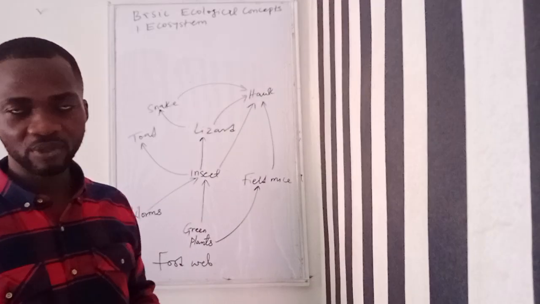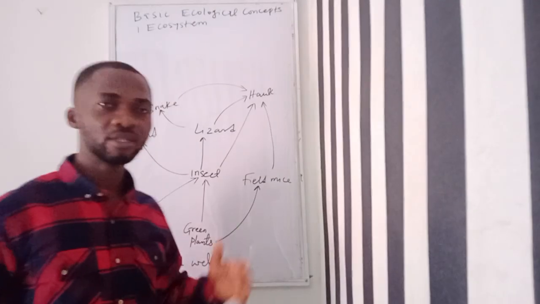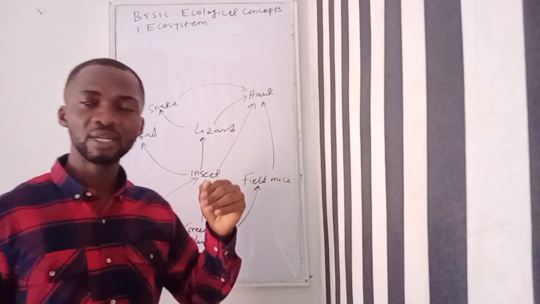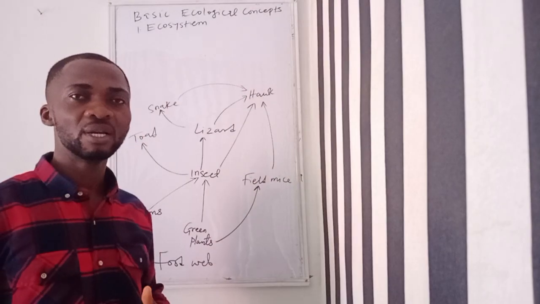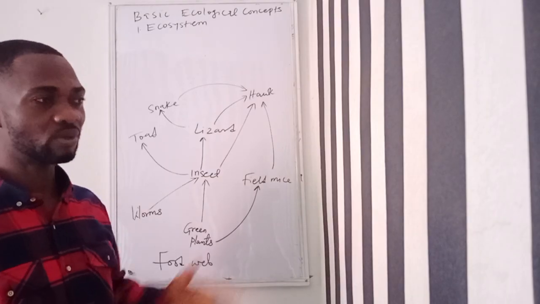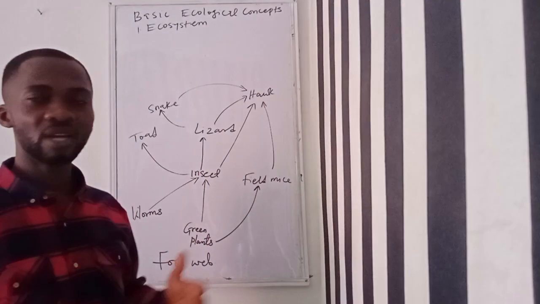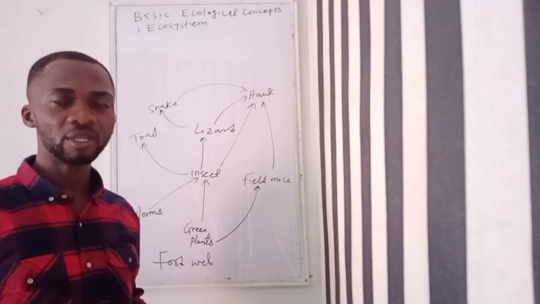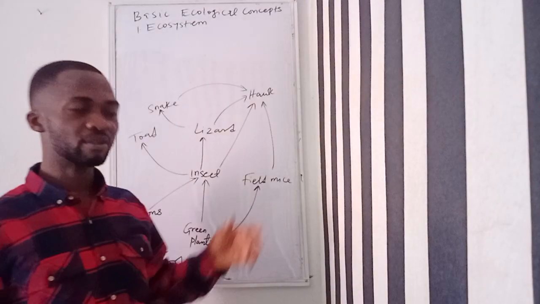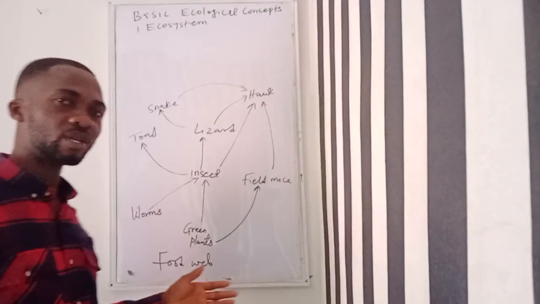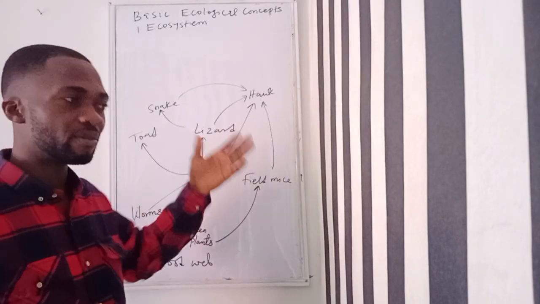So in the case of aquatic ecosystem now, we have two main types of ecosystem: the freshwater ecosystem and the saltwater ecosystem. The freshwater has little or no salt in it, whereas the salt water, like the sea and the ocean, has salt content in it. So we have the marine ecosystem and the freshwater ecosystem. The marine ecosystem is also called the saltwater. Then we have the freshwater.